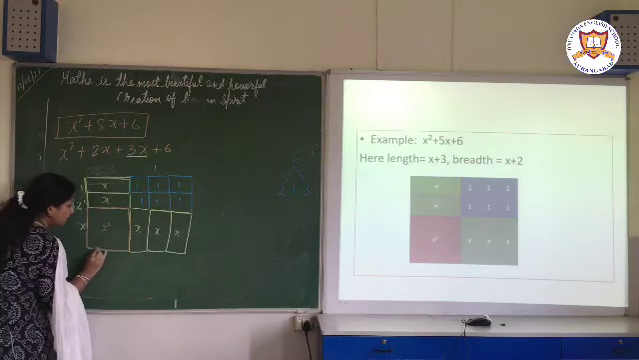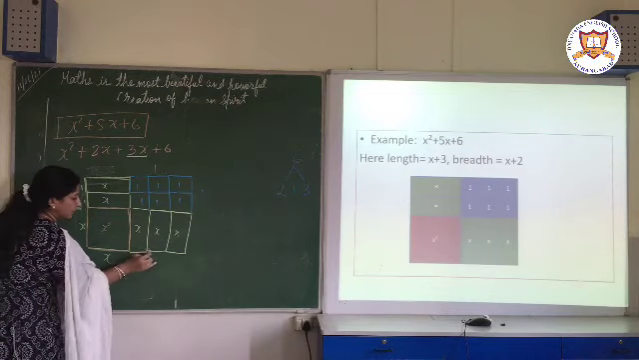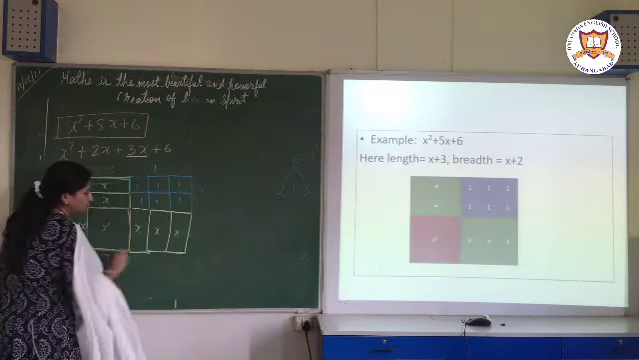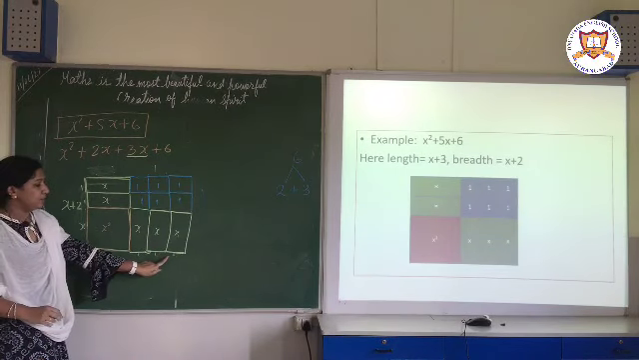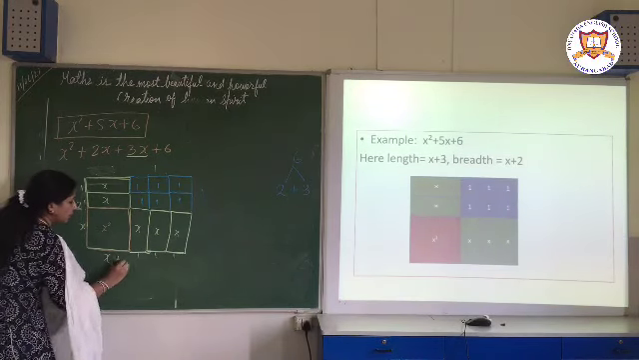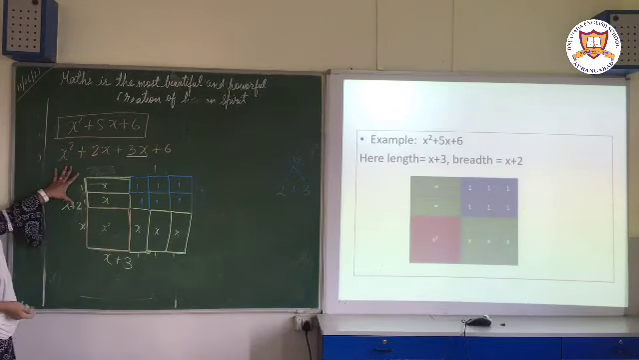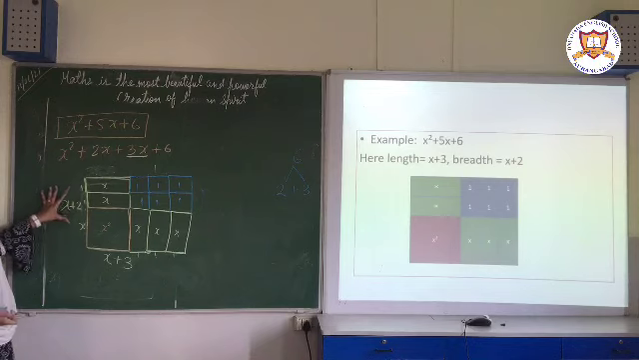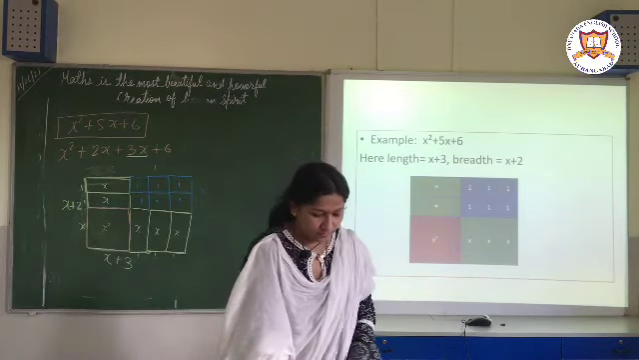Now if you see here, this is your x, and again this is also 1, 1 and 1. So 1 plus 1 is 2, 2 plus 1 is 3. So it will give you 3. So this is your length, that is x plus 3, and this is your breadth, that is x plus 2. So I'll just form this in front of you right now.